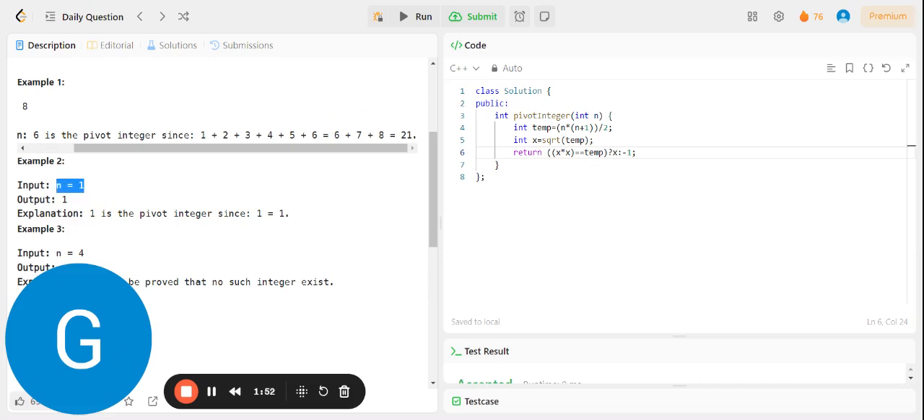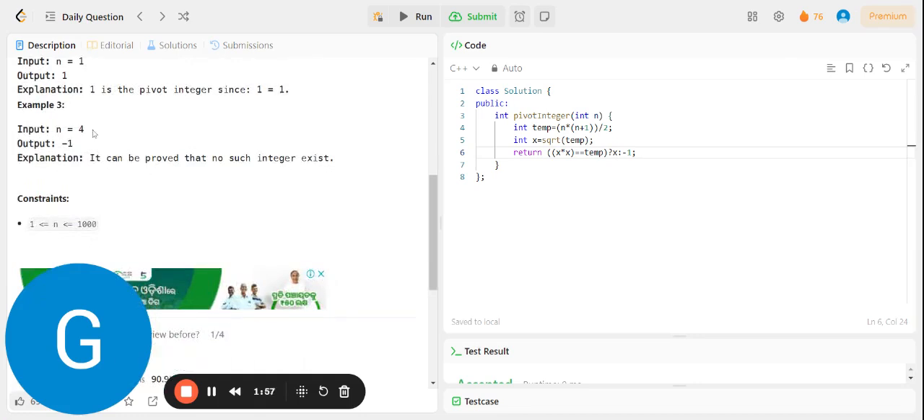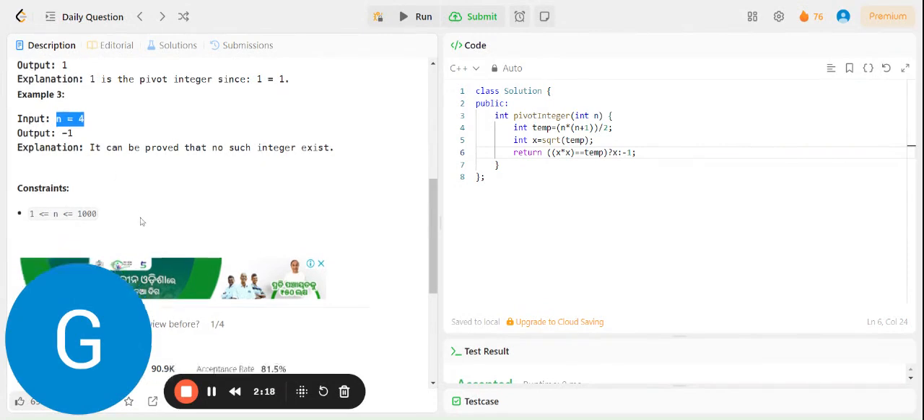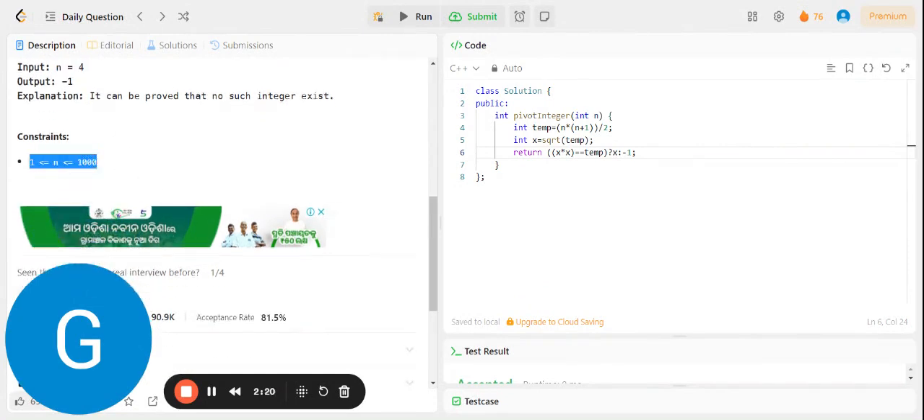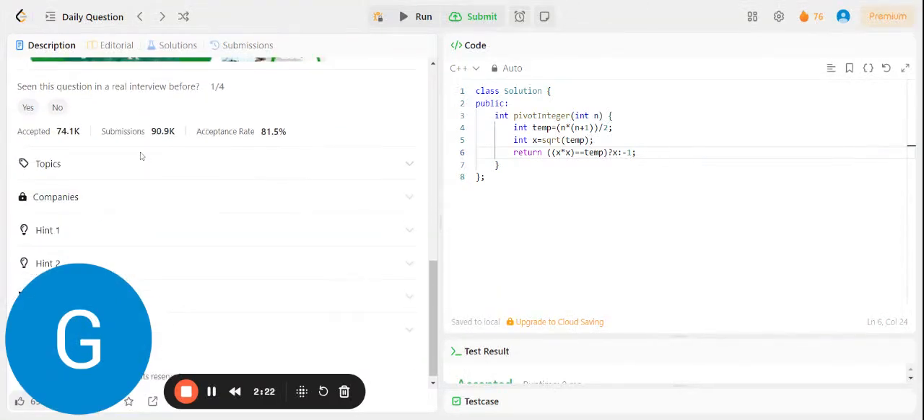Let us see example 2. n equal to 1. For n equal to 1, 1 is the pivot number as 1 equals 1. For n equal to 4, there is no such integer that exists. The pivot number is not there for n equal to 4, as no integer between 1 to n has the left sum 1 to x equal to the sum x to n, so we will return minus 1. The constraint is that n is between 1 to 1000.